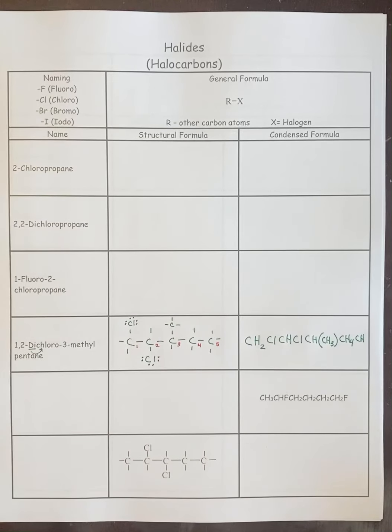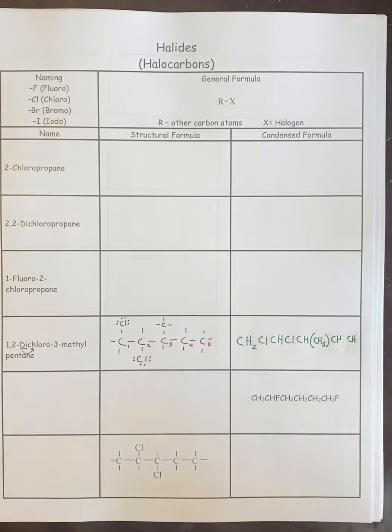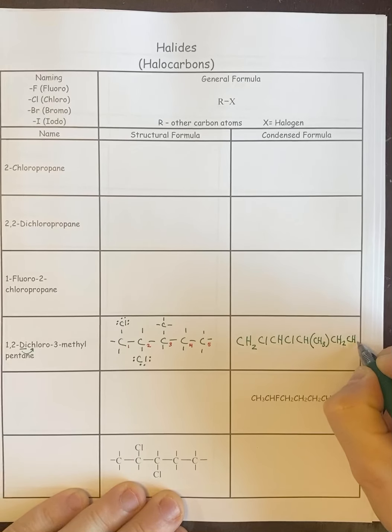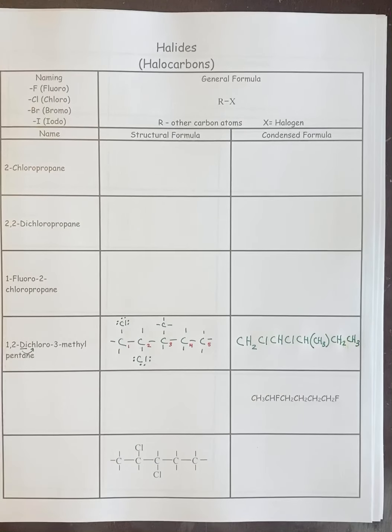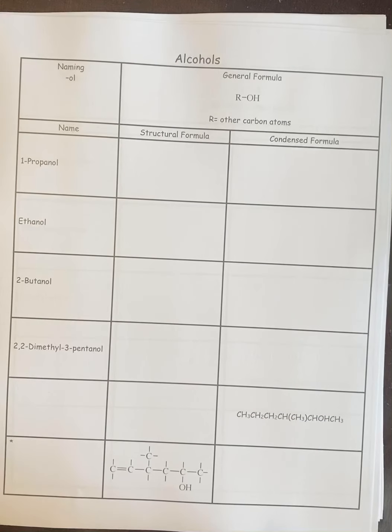Nope, made a mistake on carbon 4. I think I said 4. So carbon 4 has 2 H's, so CH2, and then carbon 5 has CH3. And that's it for that problem. Let's go to the next one. We'll do 2 per in this one.